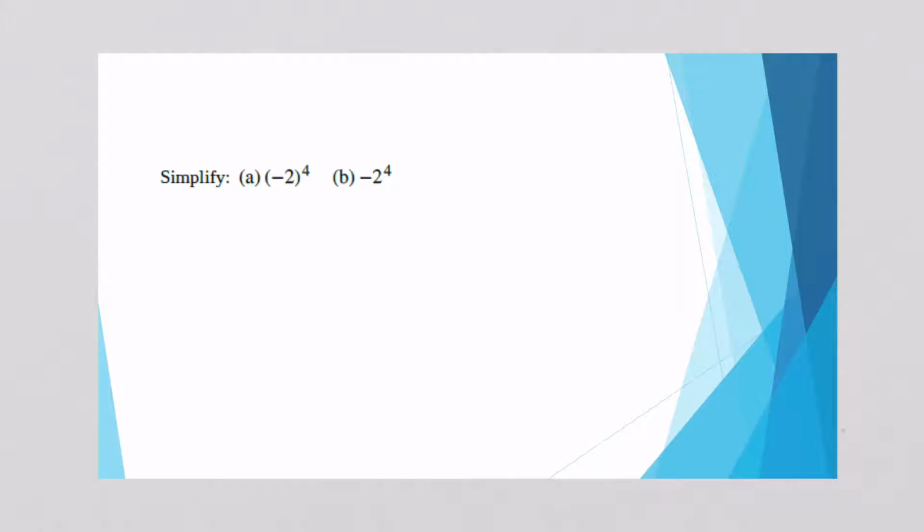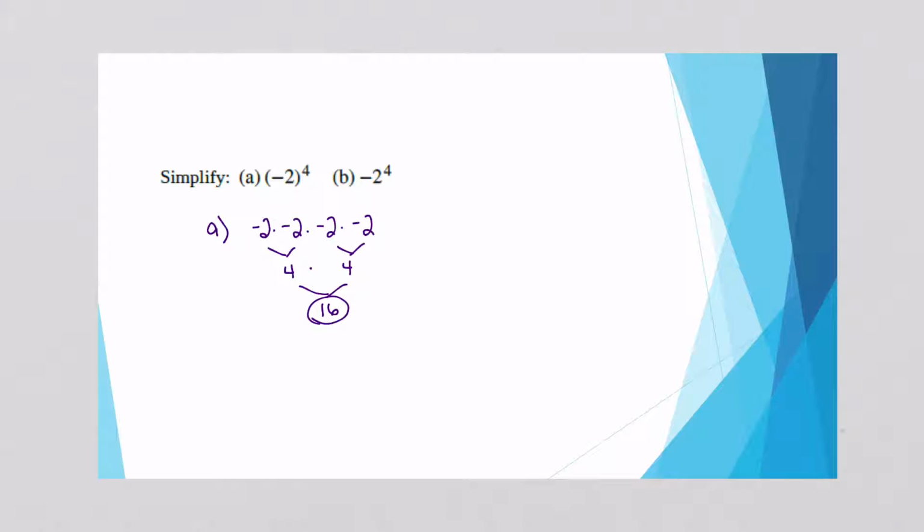Okay, this right here is one of the big reasons why the parentheses are so important. So I have on part A, this says I want negative 2 times negative 2 times negative 2 times negative 2. And whenever I do that, negative 2 times negative 2 is positive 4. Negative 2 times negative 2 is positive 4. 4 times 4 is 16. So my answer is positive 16.